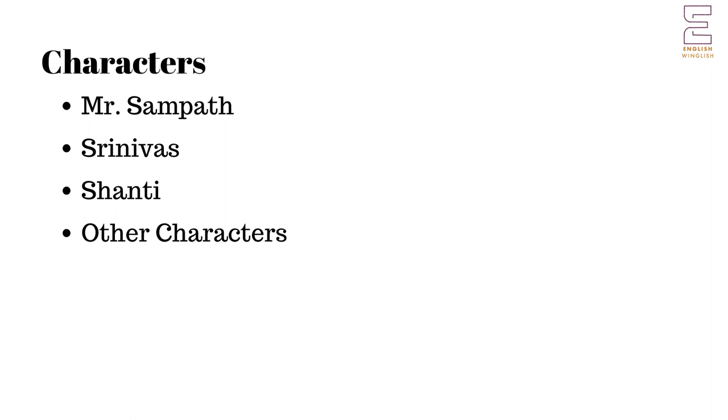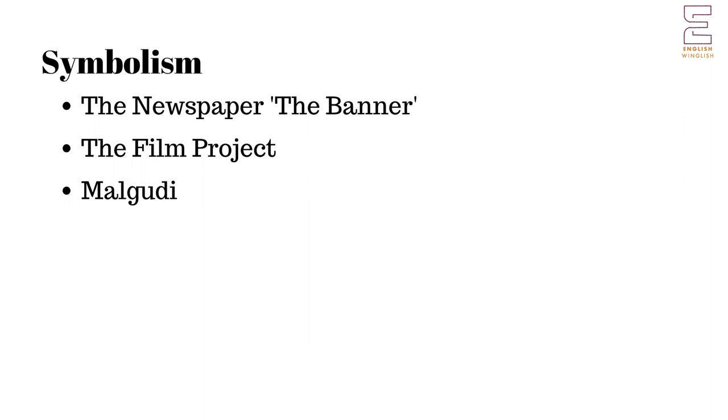Through these characters, Narayan explores various societal themes such as ambition, ethics in business, the clash between tradition and modernity, and the impact of media on society. Symbolism. The newspaper, The Banner. Pursuit of truth and integrity.